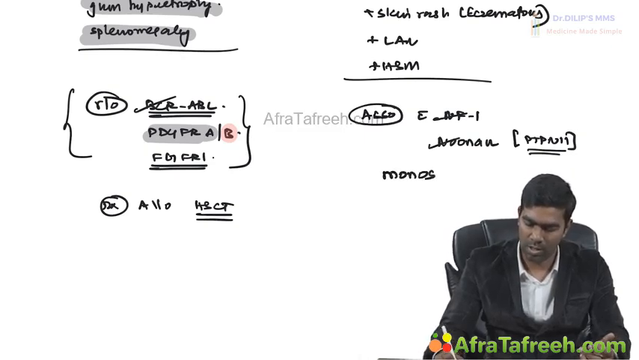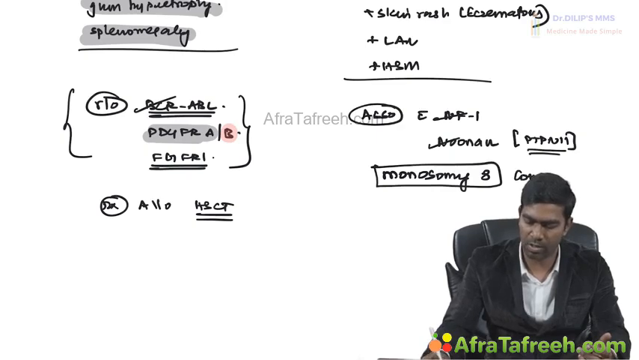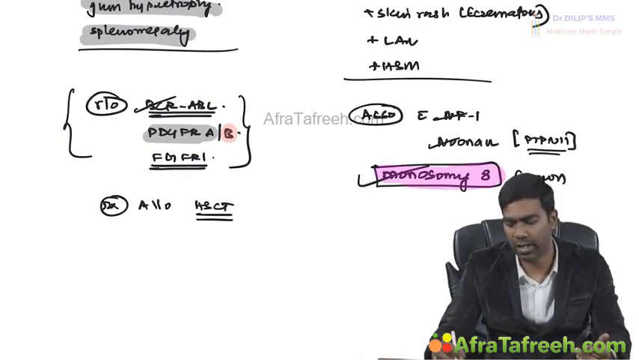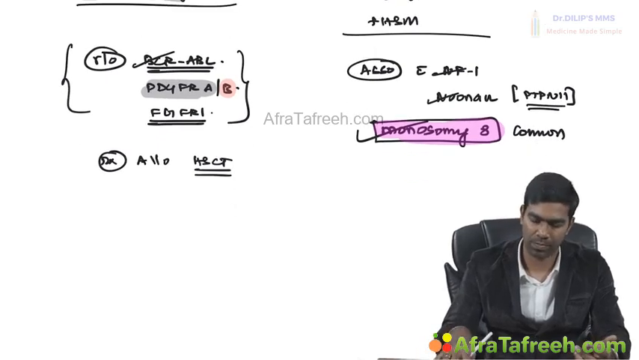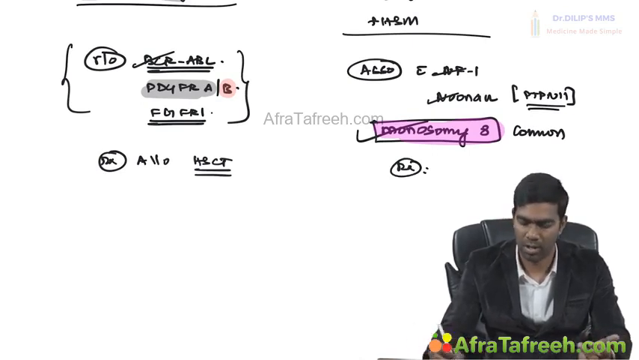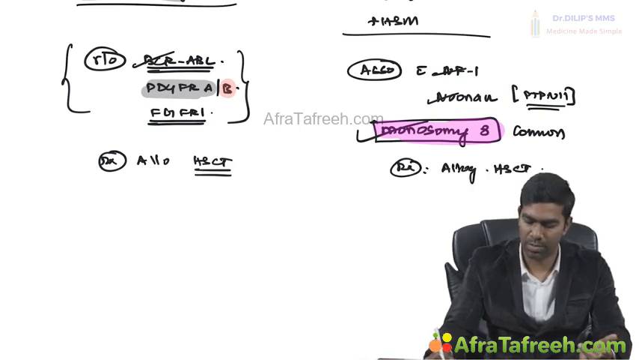Then, this monosomy 8 is very common in JMML. This is also one of the PGI questions in the past. So monosomy 8 is a very common thing in JMML. And treatment again, poor prognosis and very high risk of transformation into aggressive forms of AML. So again, you are going to go for allogenic hematopoietic stem cell transplant.